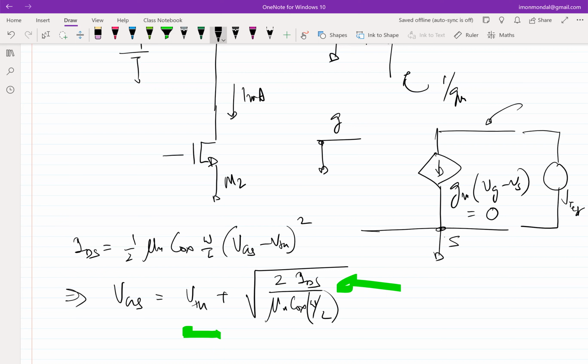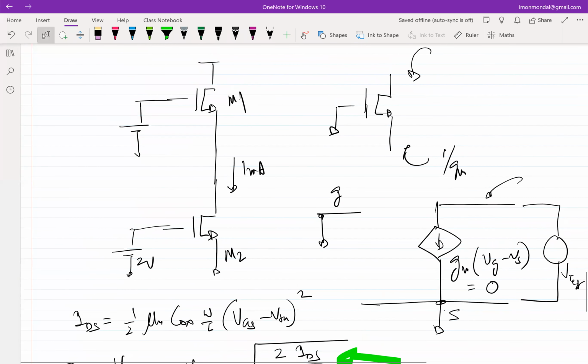So given all the specs we have been using repeatedly through this class, let's assume that this is 2 volt, mu n Cox W over L is 2 milliamp per volt square. So you figure this out. This is what this is supposed to be. This is fine. So now, since this is not an actual current source, this is a current source that we have made up. Yes.